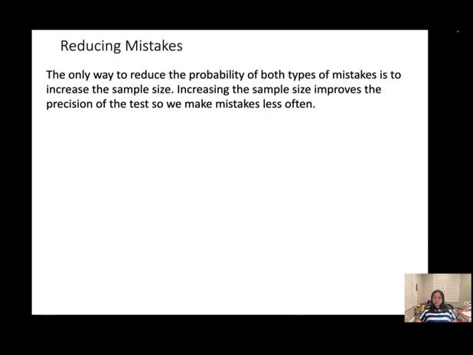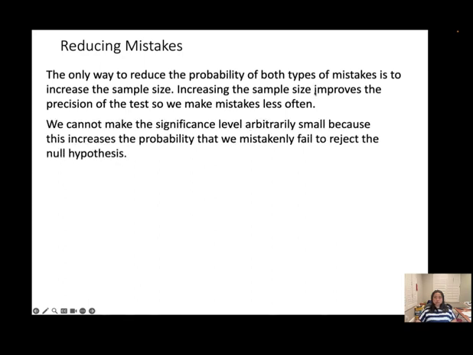Reducing mistakes. How can we reduce the mistakes? The only way to reduce the probability of both types of mistake is to increase the sample size. Increasing the sample size improves the precision of the test, so we make the mistake less often. So one of the conditions we have to remember is that we want a large sample size. We cannot make the significance level too small because this increases the probability that we mistakenly fail to reject the null hypothesis. Usually we make it 5%, so the significance level usually equals 0.05.